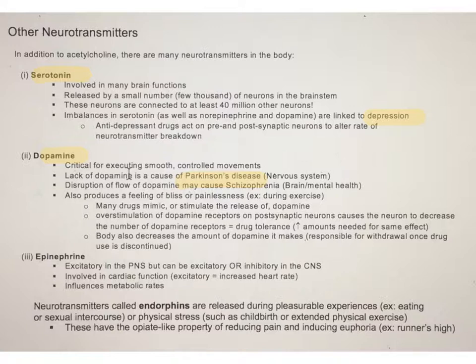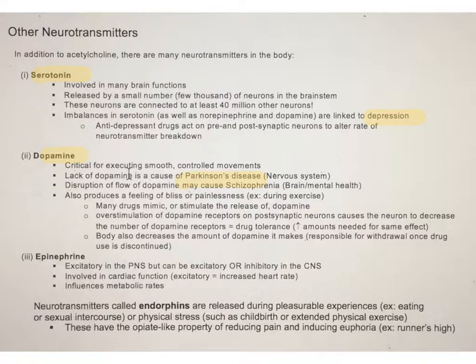Dopamine also produces a feeling of bliss or painlessness. So during exercise, when they talk about that runner's high, that's often what they're talking about, a release of dopamine into your body when you're exercising, and that gives you that feeling of euphoria. So many drugs will mimic or stimulate the release of dopamine as well. So they'll capitalize on that. They'll either mimic how dopamine makes you feel, or they're actually stimulating the release of dopamine to give you that feeling of bliss.